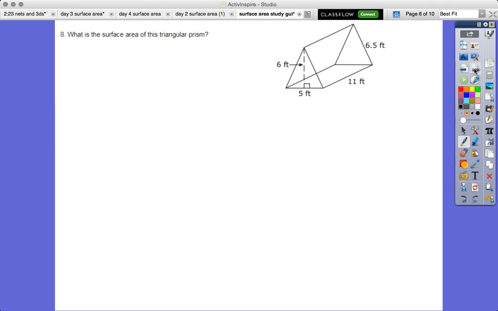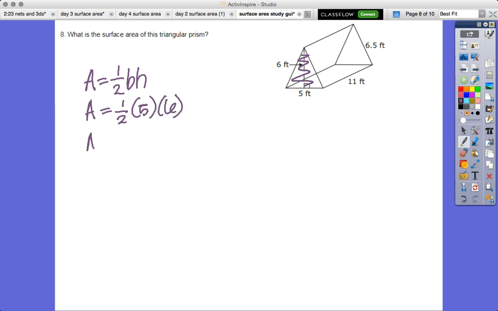Number 8, what is the surface area of this triangular prism? So, the first thing I'm going to do is do the front and the back bases. I know that the area of a triangle is 1/2 times the base times the height. The base of that triangle is 5 and the height is 6. 5 times 6 is 30 and half of that is 15. So if this front is 15, then I also know that this back is going to be 15.